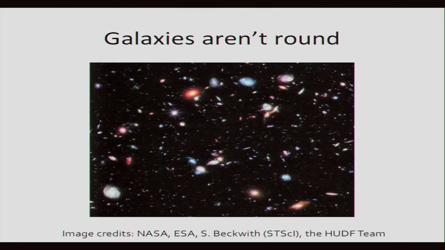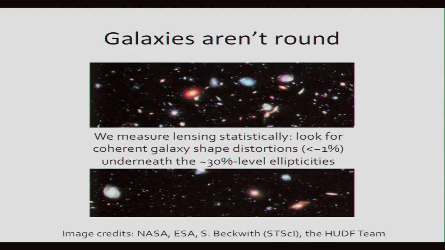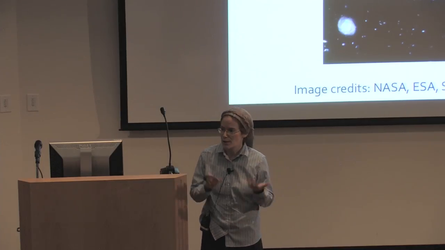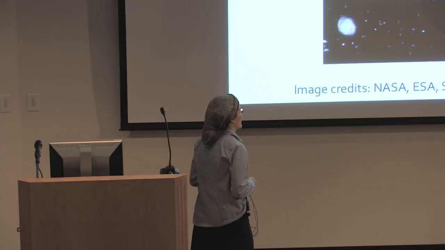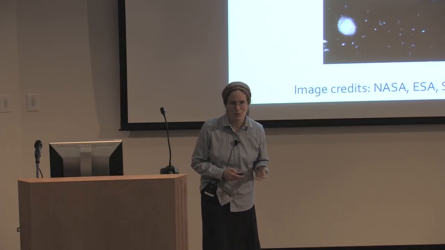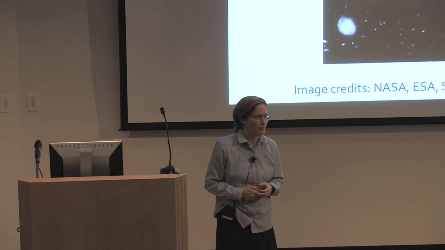Still, we measure the shapes of these galaxies, and we'll talk about how to define a shape shortly. What we're doing is looking for coherent patterns in those shapes underneath the otherwise random intrinsic shapes. We model their intrinsic shapes as being random on the sky, and then anything that pops out above that is a coherent shape correlation we model as being due to lensing. So measuring galaxy shapes is sort of the name of the game.